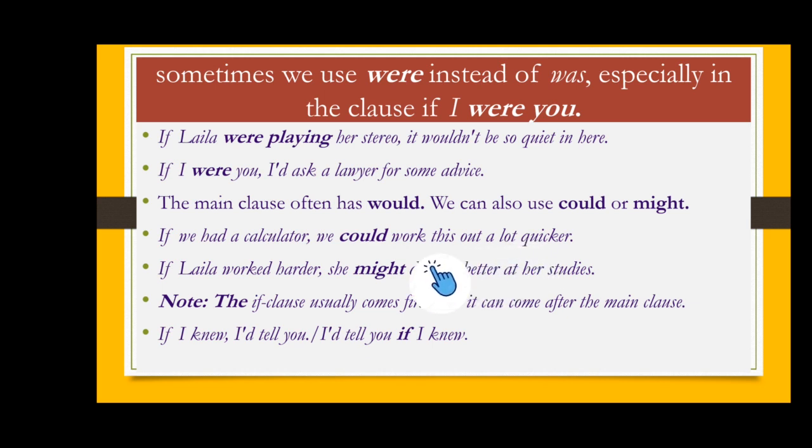Now, next example, if Layla worked harder, she might do even better at her study. Now, is Layla doing better in her study? Result clause? Not at all. Why? Because Layla didn't work harder. We are just imagining a situation that if Layla worked harder; actually she doesn't work harder. In the present time, she doesn't work harder. We are just imagining. The situation is unreal. So she might do even better at her study. So she's not doing better in her study because she does not work harder.